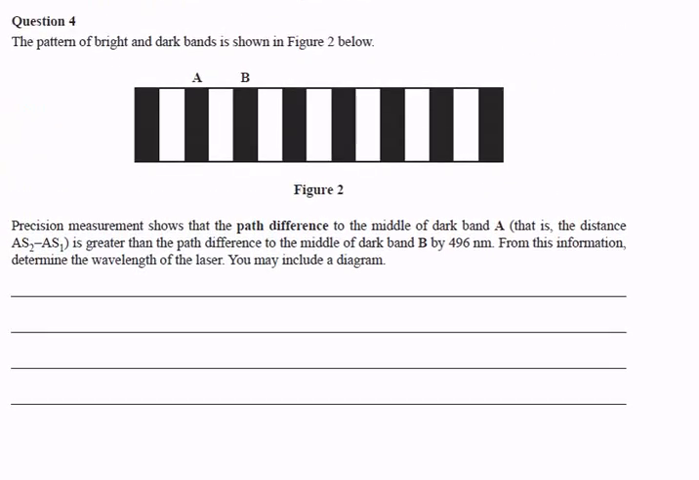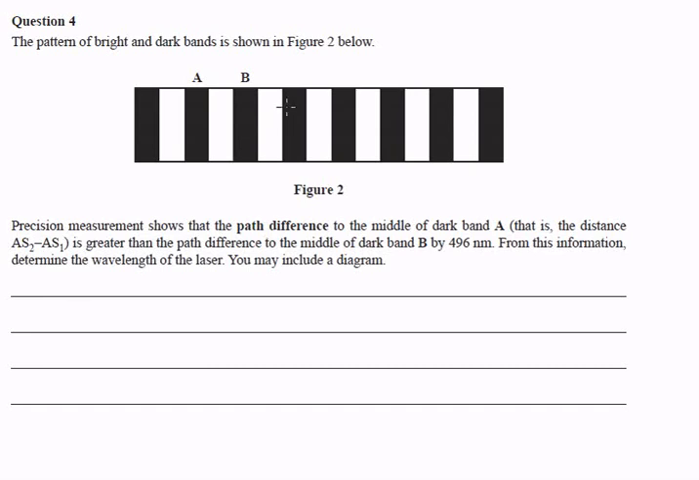Alright, precision measurement shows that the path difference in the middle of dark band A, here, is greater than the path difference in the middle of the dark band B by 496. From this information, determine the wavelength of the laser. You may include a diagram. Right.